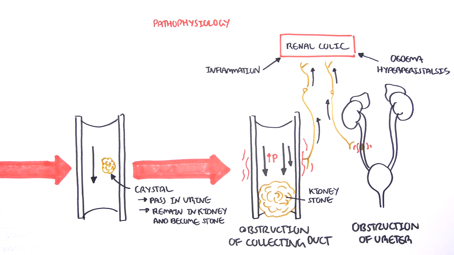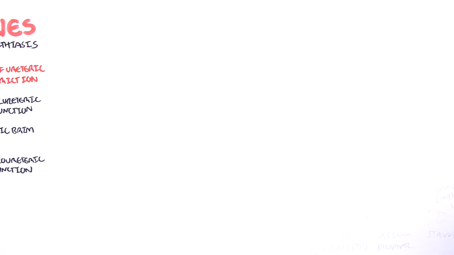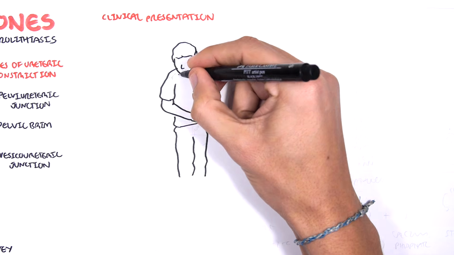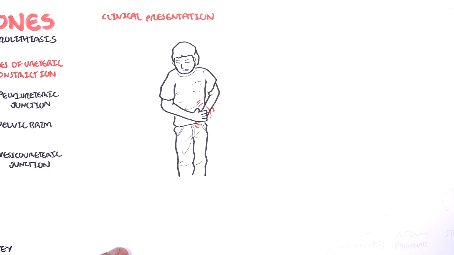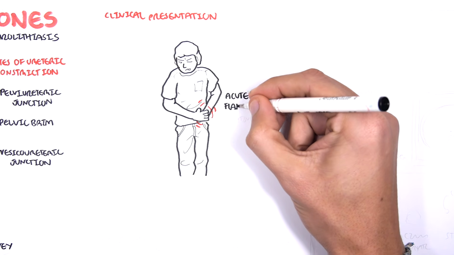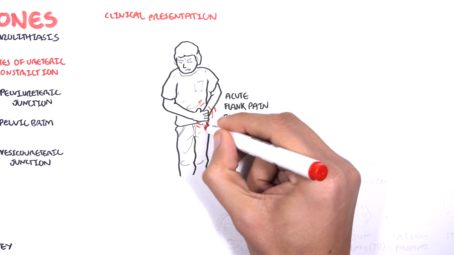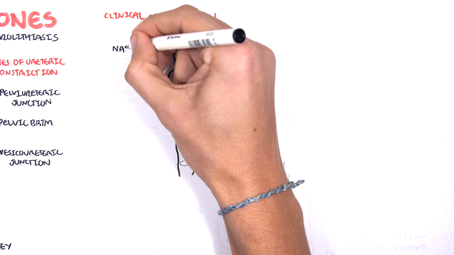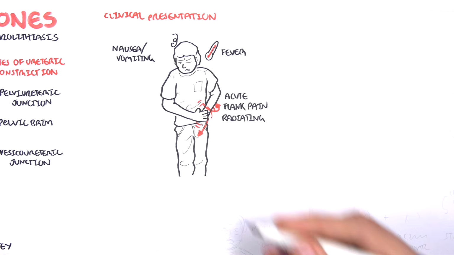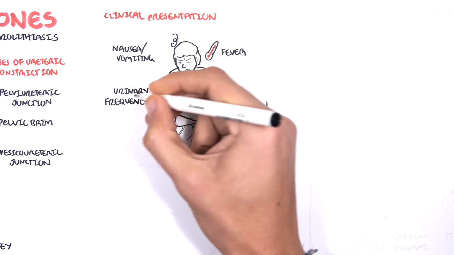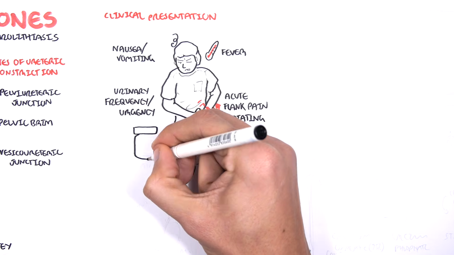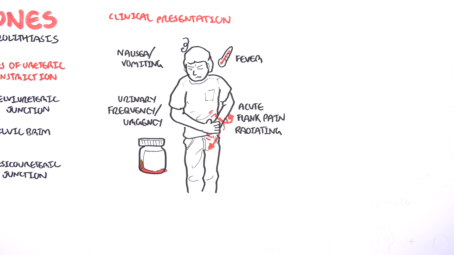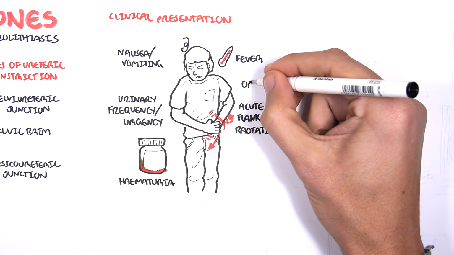And so, with this in mind, the clinical presentation of kidney stones can include acute flank pain, which can radiate to the back or towards the groin and the flanks. There can be associated fever because of the inflammation, and nausea and vomiting. There can also be urinary frequency and urgency, hematuria. The person may present to be obese.